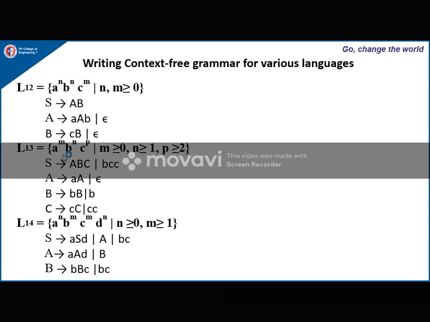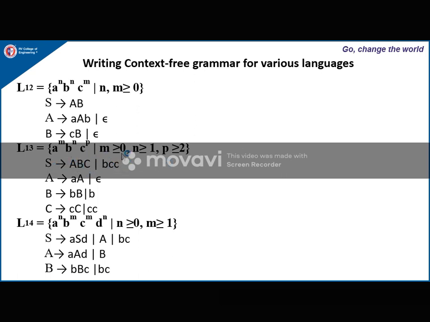So now the 13th one is m greater than or equal to 0, n greater than or equal to 1, and p greater than or equal to 2. So what is the minimum string? m can be 0, so epsilon, n should be 1, so it is b, and p has to be greater than or equal to 2, so it is bcc. So S derives bcc is the minimum string.